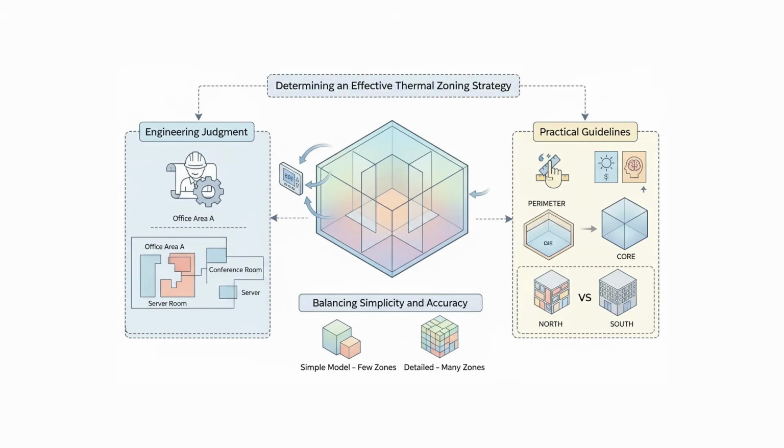In practice, determining the best zoning strategy is not always a purely technical calculation. It often involves a combination of engineering judgment and practical guidelines. While there are recommended rules of thumb that can help guide the process, effective zoning is partly an art, balancing model simplicity with an accurate representation of how the building operates.